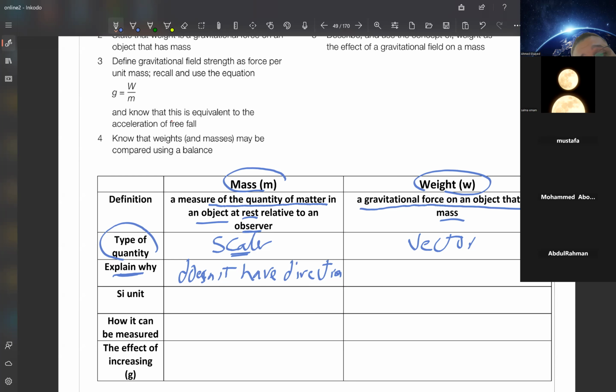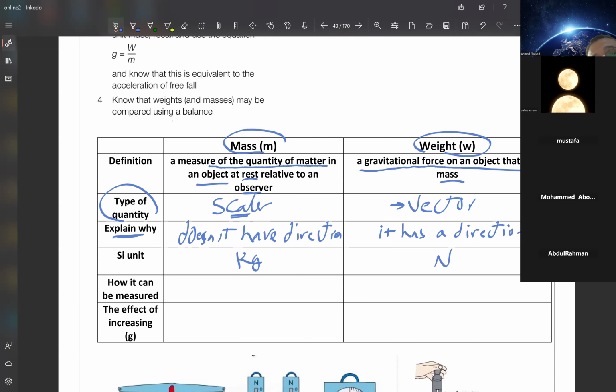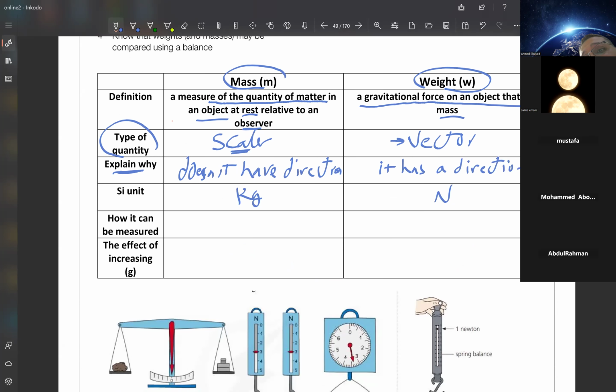Abdurrahman, explain why weight is a vector. Because it has a magnitude and direction. Yes, because it has a direction. Now, what is the unit of mass? It's kilogram. And the unit of weight is Newton because weight is a type of force. How can it be measured, Mustafa Hussein? How can we measure mass? We can measure it by using a balance. Yes. What about weight? We can measure it using a Newton meter. Yes, perfect.